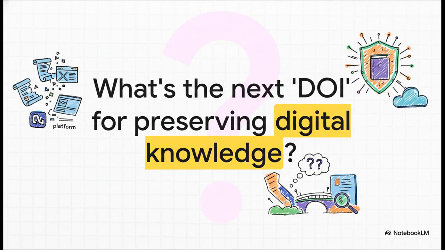And that leaves us with a final thought to chew on. The DOI did an amazing job solving the problem of disappearing articles. But we live in a world where data, entire websites, even whole platforms can vanish overnight. It really makes you wonder, what's the next great challenge for preserving our knowledge? And what will the next DOI even look like?